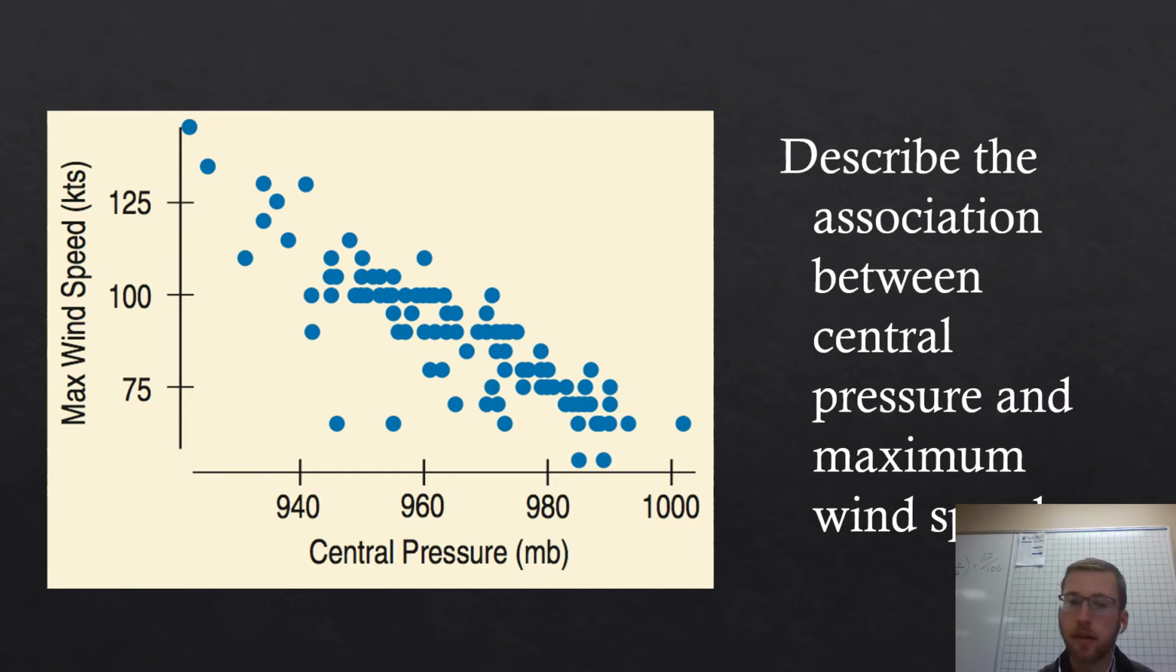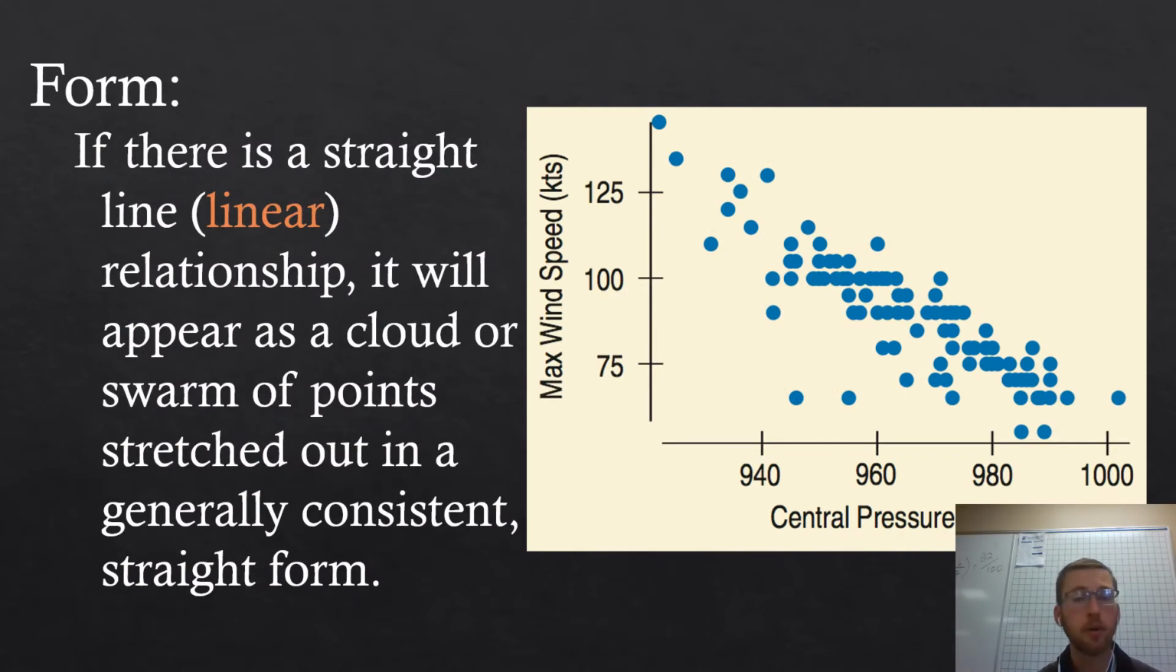In this scatter plot, the two quantitative variables we're looking at are central pressure and max wind speed. What I want you to do is pause the video here for a moment and tell me what is the direction that we see in this graph. Okay, so hopefully you took some time. Because we are decreasing as we move left to right along the y-axis, we would say our direction is negative here. After we talk about direction, the next thing we want to talk about is form.